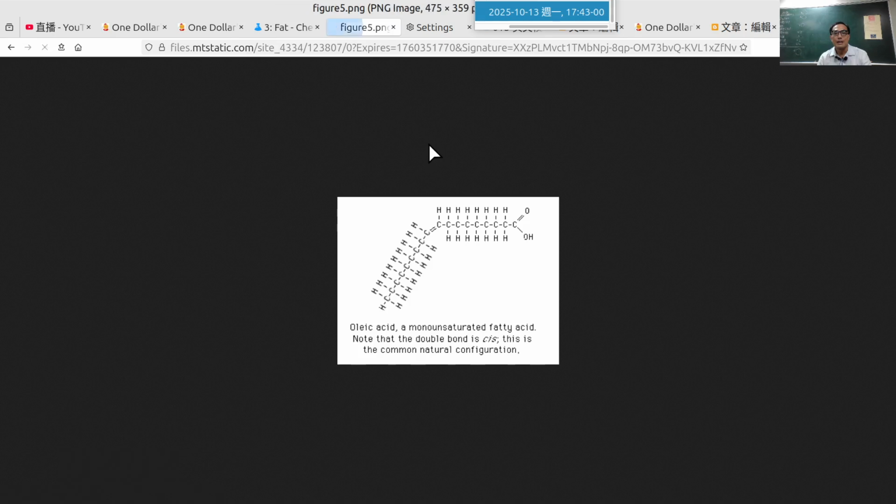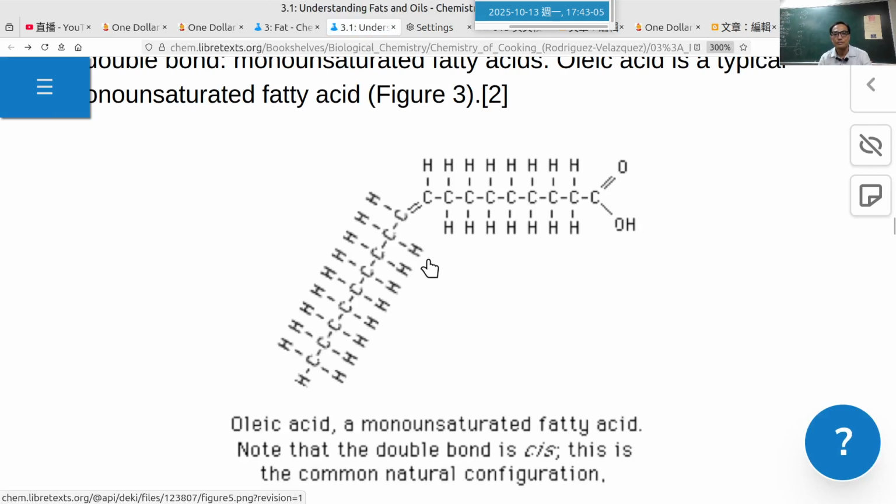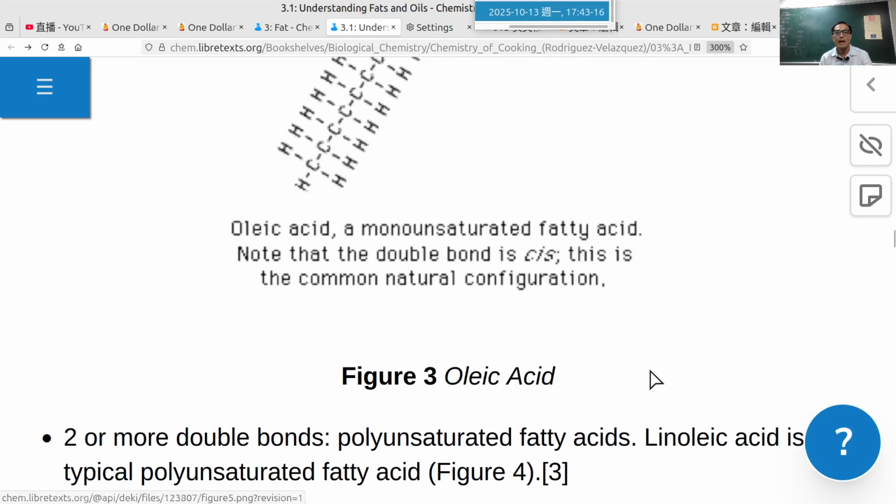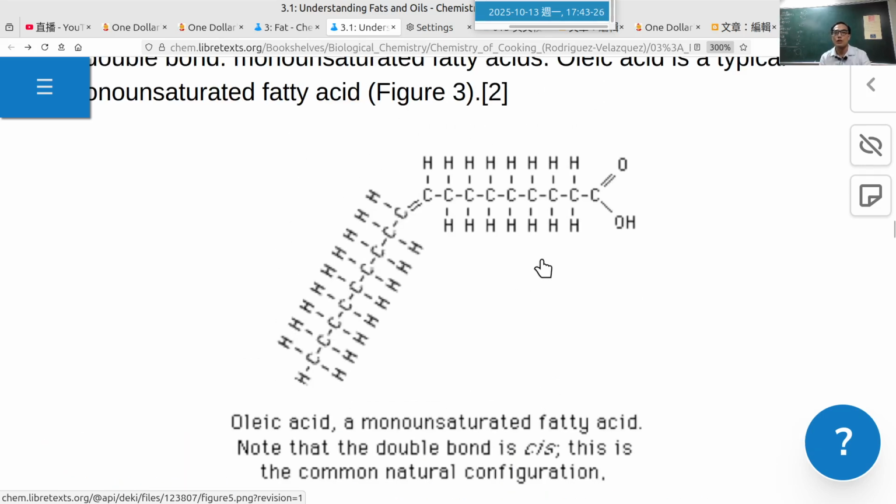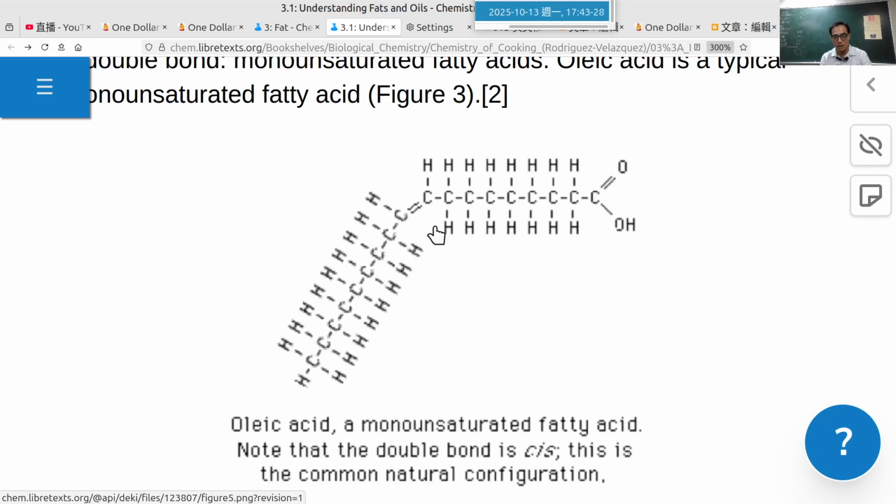See, here is a double bond. Here is a double bond, and there are 18 carbons in total in the molecule. Okay, and here is a concept: note that the double bond is cis. Cis means the structure of this one is different. It's not important for you, but it's important for our department students because they need to memorize this one.